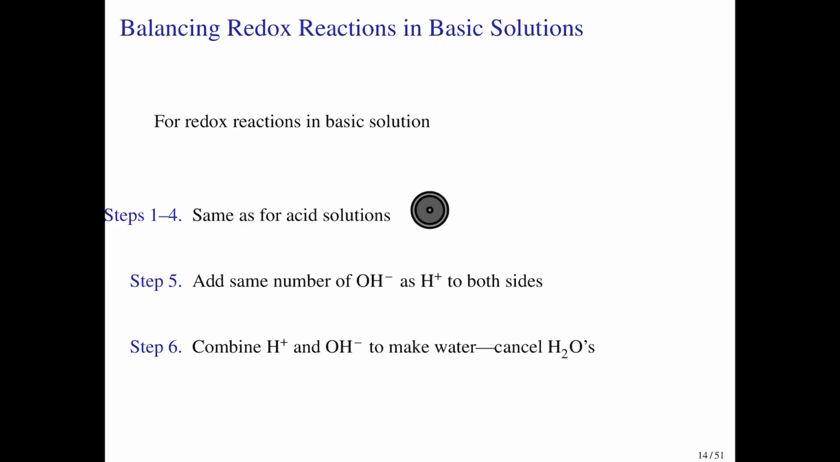Okay, so when you've got a basic solution, you balance it as if it were in an acid solution, and then you convert it into a basic reaction by adding hydroxide to both sides of the reaction. So for every H+ that remains in your redox reaction, you will add a hydroxide to each side. And then sides that contain both H+ and hydroxide, you combine those to make water, and you may need to cancel out some waters in your final redox reaction. So we're going to do some examples of both acidic and basic redox balancing.